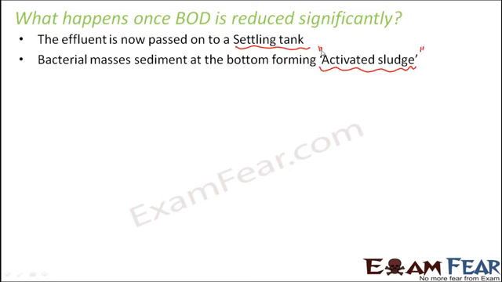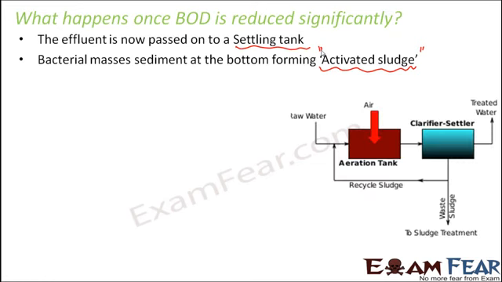Now this sludge is again something which we do not want. So what will happen? The secondary effluent which will be formed out of this will be directly disposed of, and this activated sludge which is being formed will be sent back to anaerobic sludge digesters.